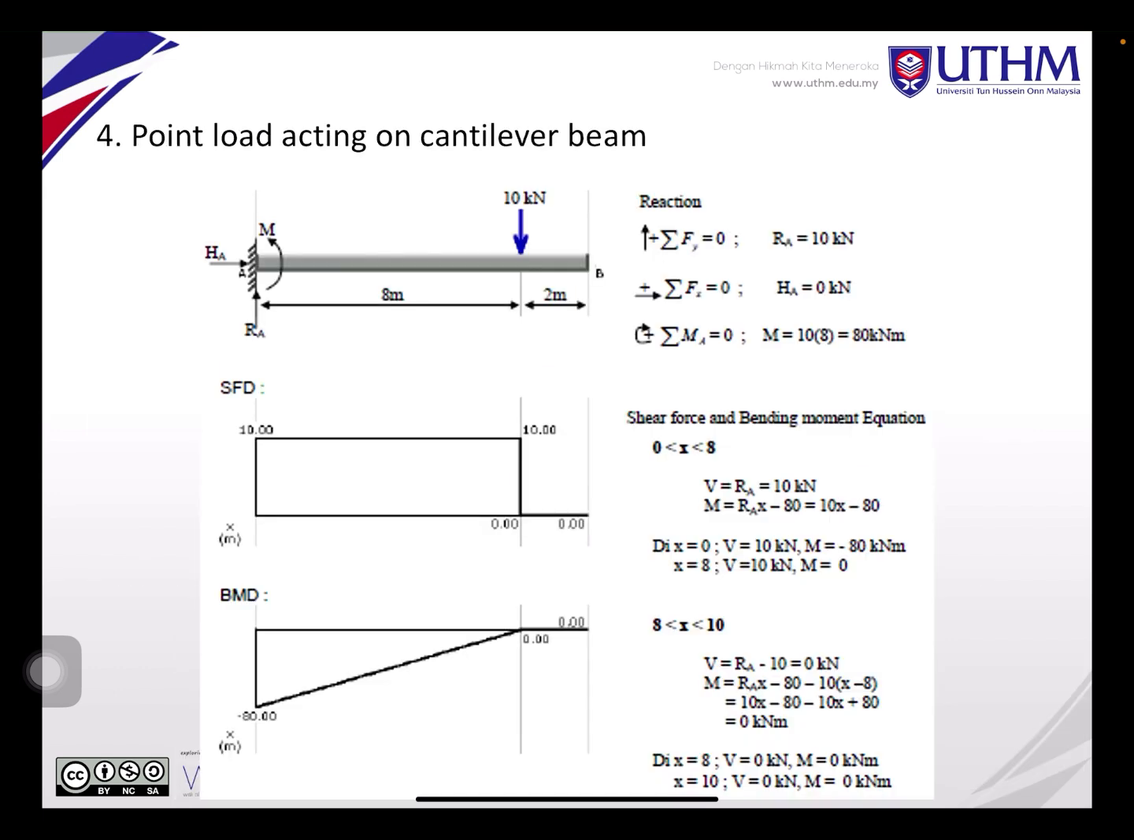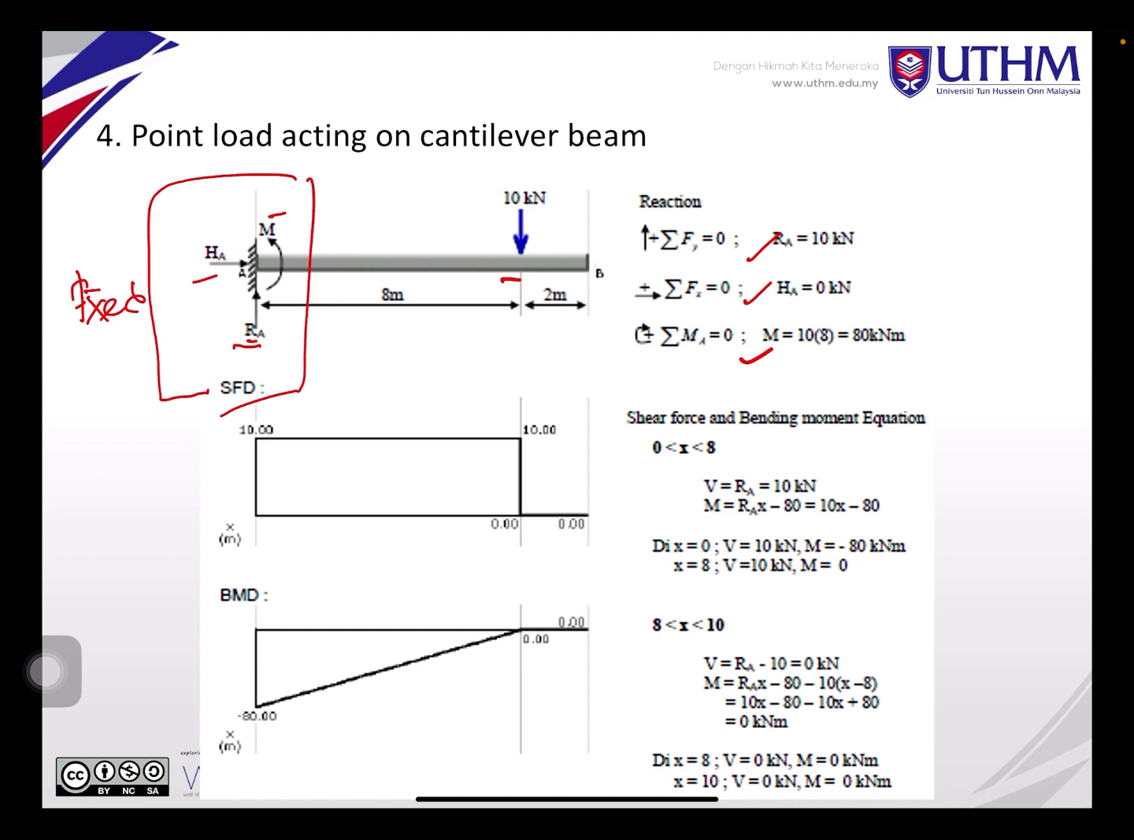Okay, so point load acting on cantilever. This is when you have a cantilever beam. Here is a fixed support. You have RA, HA and moment. You have 10 kilonewton here. So you calculate the reaction force RA, HA and the moment. Okay, you get the value.